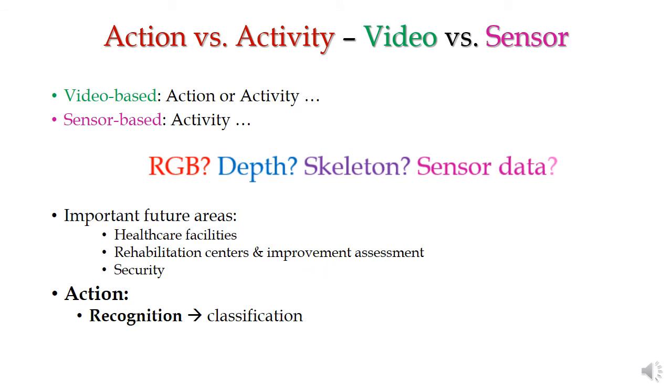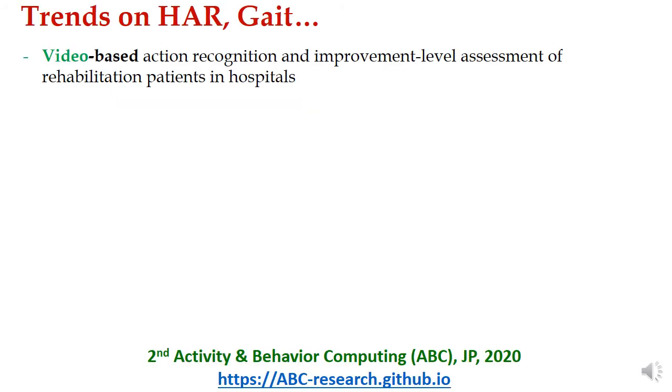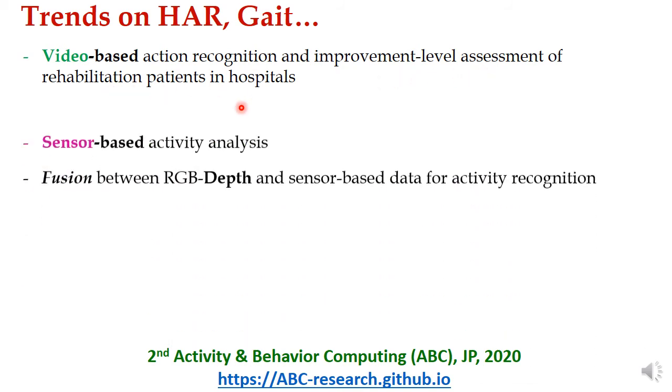Action recognition is just like pattern classification. But what about prediction for the future? What will happen, from the existing recognition or understanding? This is very important. Another one is evaluation, meaning scoring, giving a quality to an action, just like I mentioned earlier with NEC, whether the action of a patient is good, bad, or very bad. This kind of scoring is important so that we can train video-based action recognition and assess the improvement level of rehabilitated patients in hospitals.